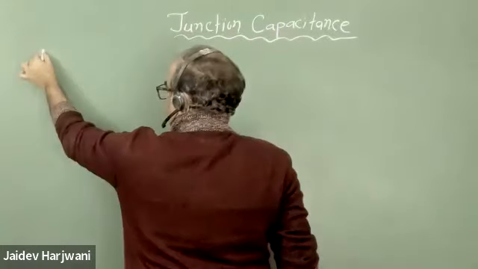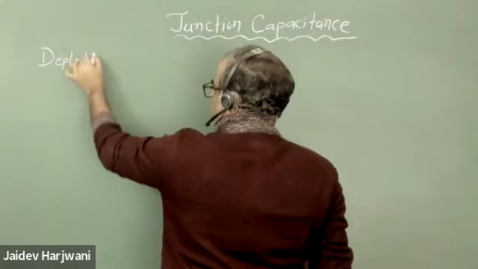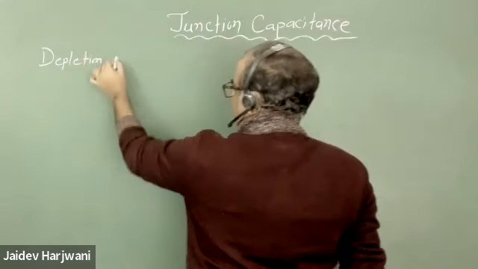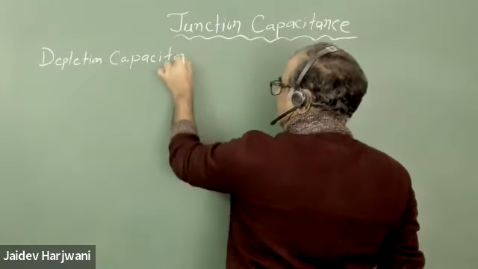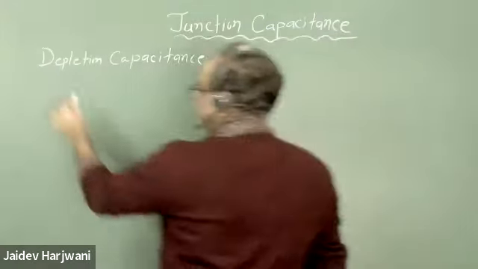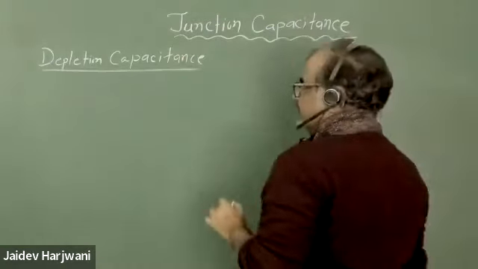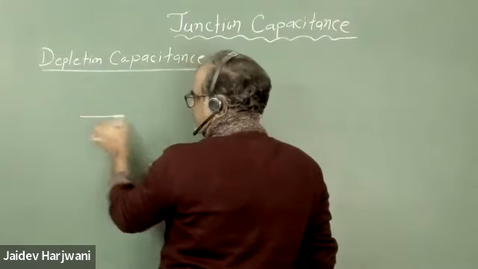Depletion capacitance also. Okay. Depletion capacitance, because it arises due to the depletion region. That's why we call it depletion capacitance also. So what is basically depletion capacitance?